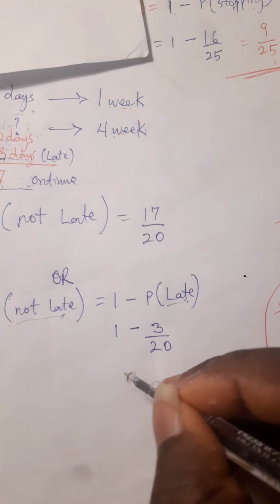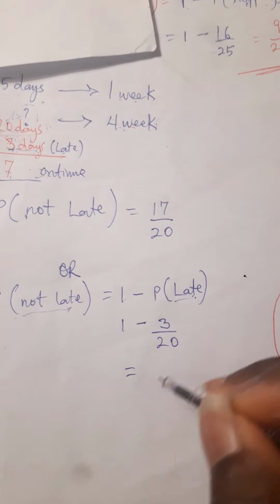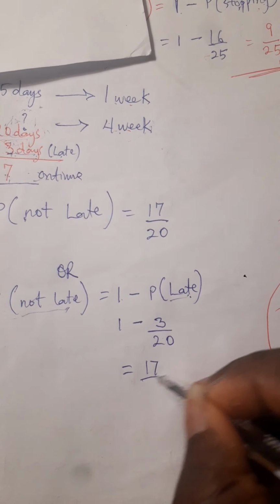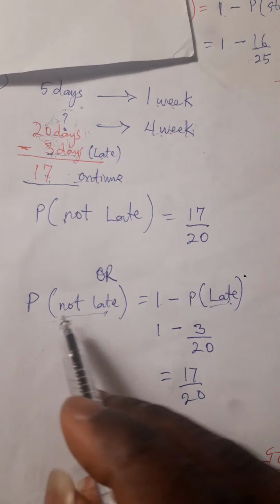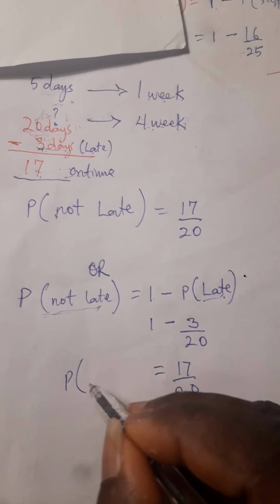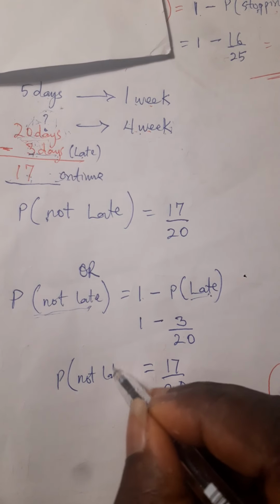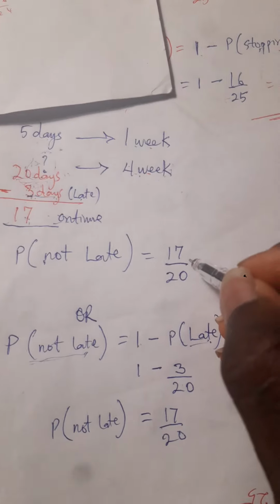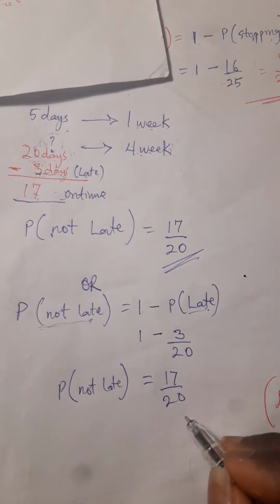Now the simple way is just 20 minus 3 is what? 17 over 20. So this is your answer. So this is the probability of not late. Not late is 17 over 20. Can you see?